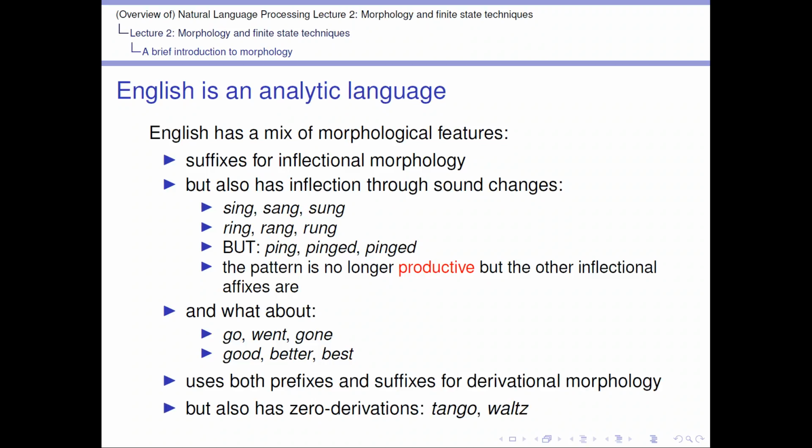Okay, so for inflectional morphology, we've got some regular stuff, majority regular stuff, and then we've got these historical irregular things, which tend to be high-frequency words. That's why they've stuck around.